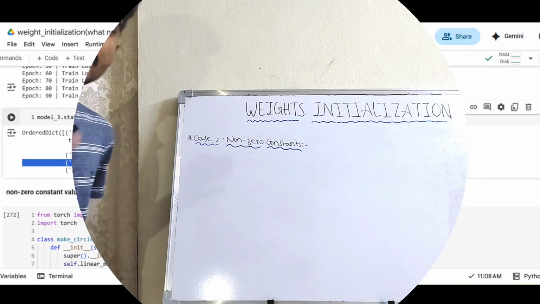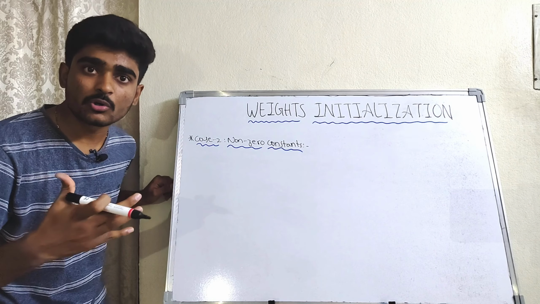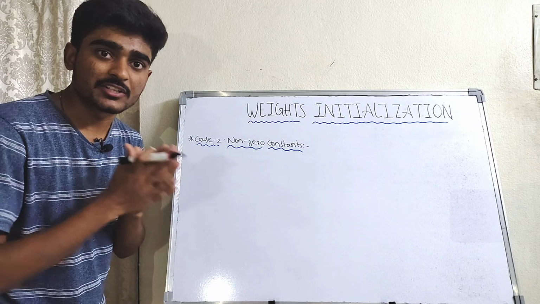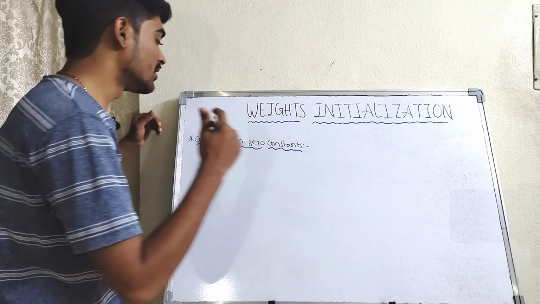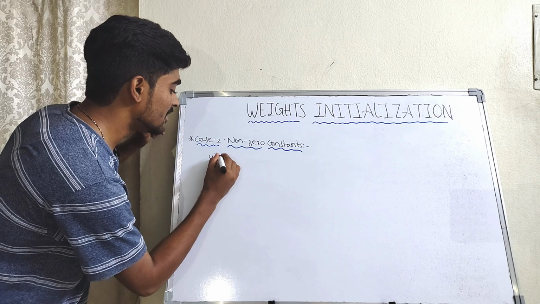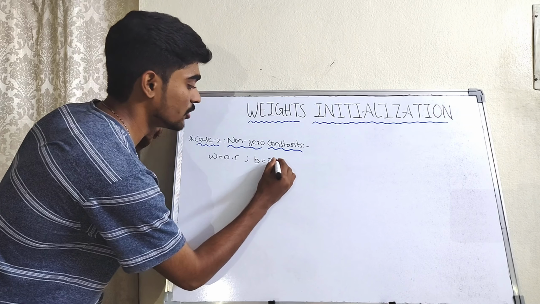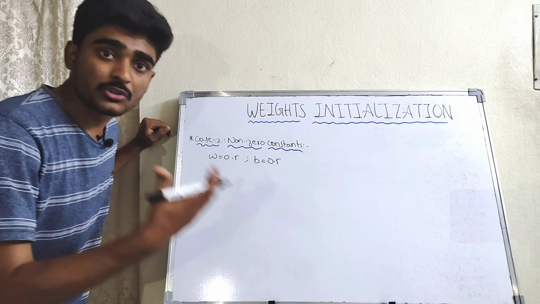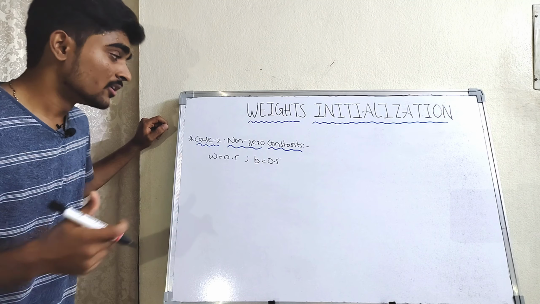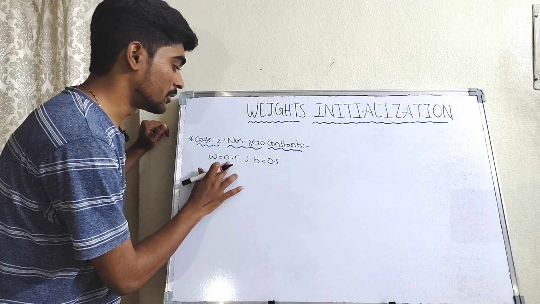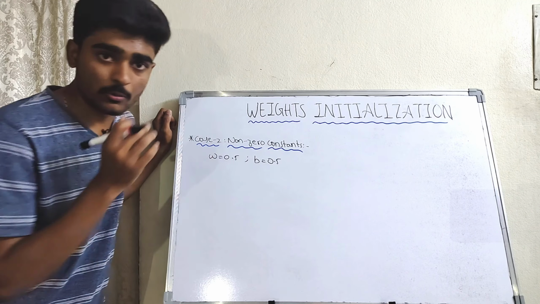Let us see our second case, where we initialize our weights and bias values to some non-zero constants. In case 1 we initialized to 0 values. Now I'll be initializing the weight values to 0.5 and the bias values to 0.5. All the weights in my neural network, that is W111, W112, W121, are initialized to 0.5, and all the bias values like B11 and B12 are also 0.5.